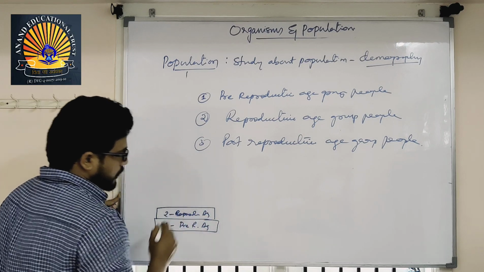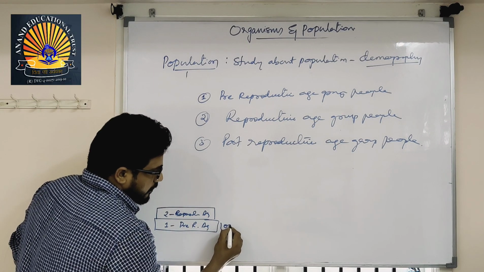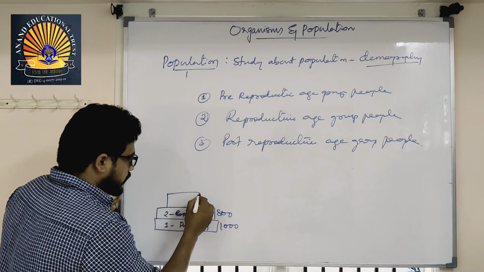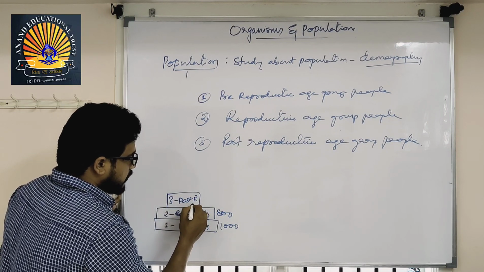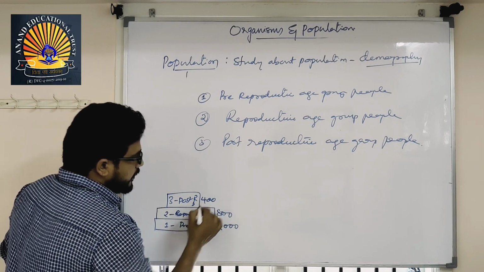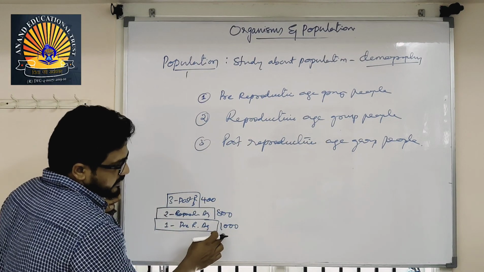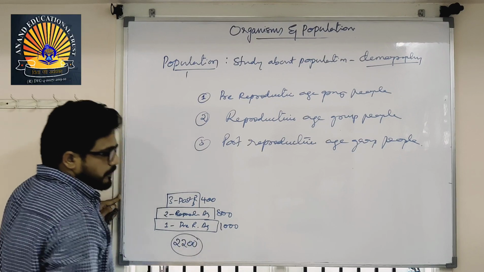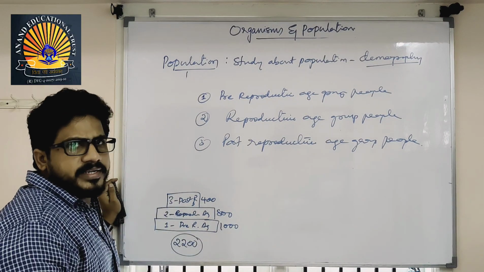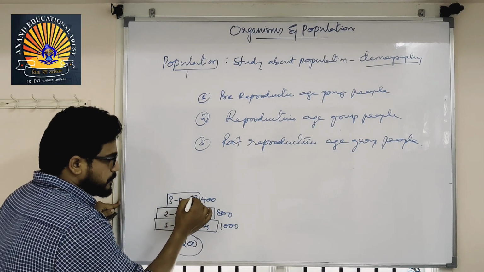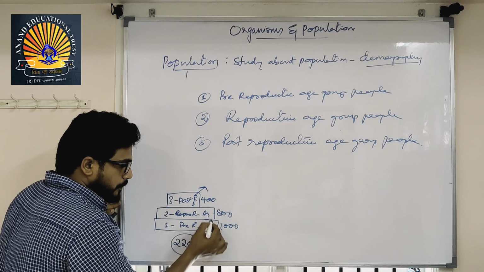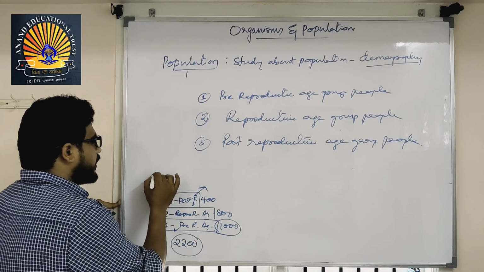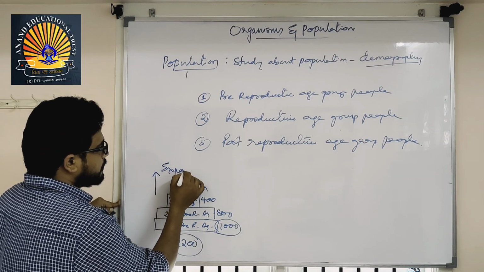Pre-reproductive age group people are about 1000, and reproductive group people are 800. Whereas post-reproductive group people, the third category, are about 400. So the total strength of this given population is 1000 plus 800 plus 400, so 2200. 2200 is the population. What kind of model does it show for further generations? As these people are going to be eliminated, and the pre-reproductive group has a larger number, definitely this group will be expansible.